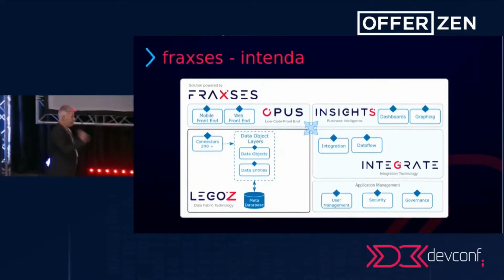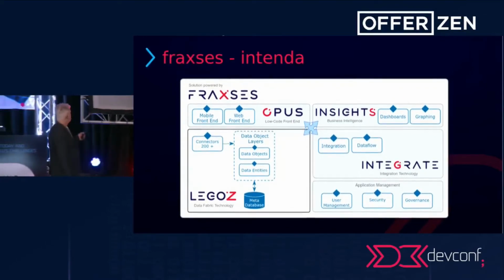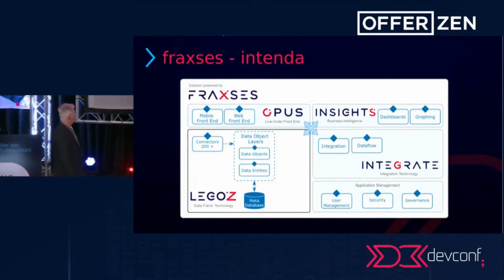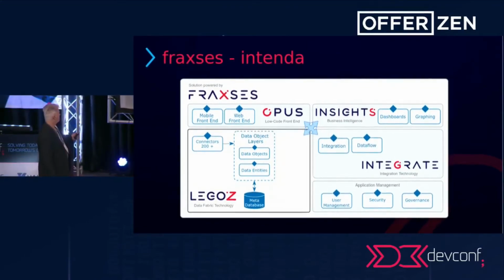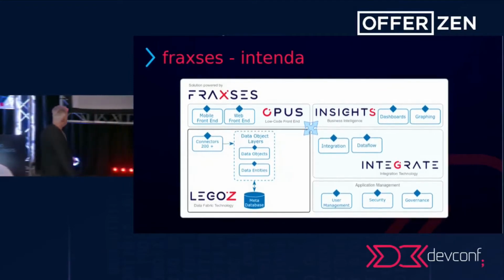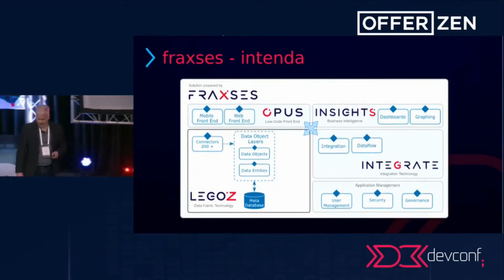It's one other cool thing that we're going to talk about as we go through this. And then they've got a piece of technology called Opus, which is a low-code front-end development tool, which allows us to build front-end tools, web and mobile, onto Fraxis and integrate into Insights as well. So it's really cool. I'm quite excited about that.